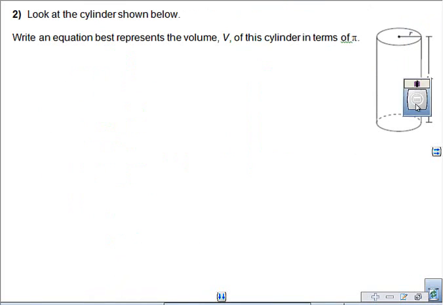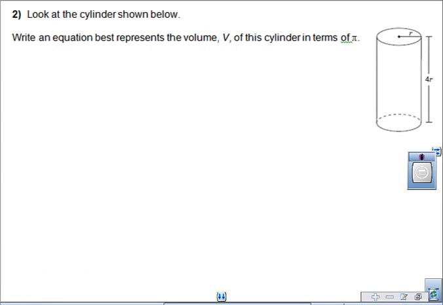Okay, here's another cylinder. Picture's given this time. They want you to write an equation that best represents the volume of this cylinder in terms of pi. Remember, in terms of pi just means leave pi in your answer. Okay, so now we're not even solving, we're just writing a formula. So we'll start with what the formula chart gives us. Okay, and now we're going to replace B with what we did on the last problem. Area of the base, which is a circle, would be pi r squared.